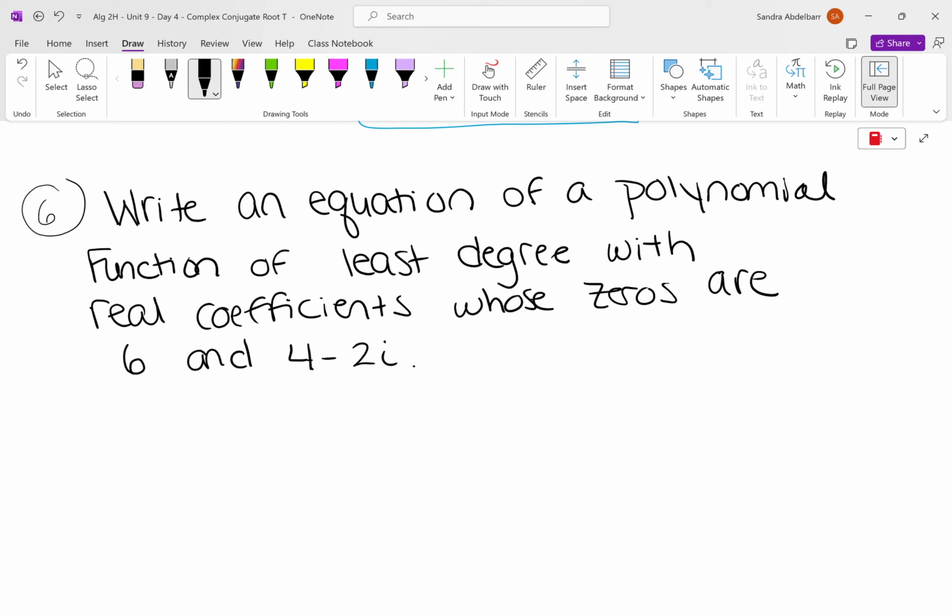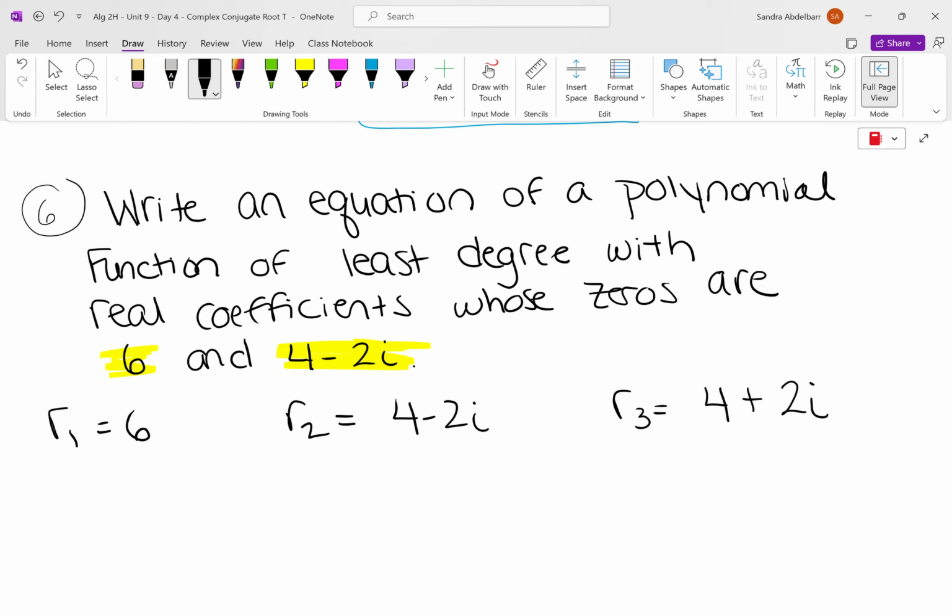Right, I'm going to have you do this one on your own, but let's see. If I'm asking for a polynomial function of least degree, I know the zeros I definitely have are 6 and 4 minus 2i, but because I have a complex root, what do I know there has to be? Okay, Jess. There has to be another, the opposite of the 4 minus 2i. Its conjugate, exactly. So root 1 is 6, root 2 is 4 minus 2i, so that means root 3 has to be 4 plus 2i.